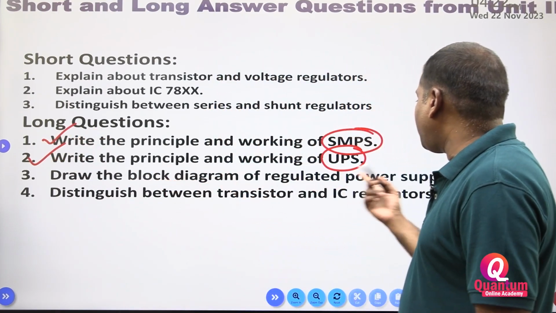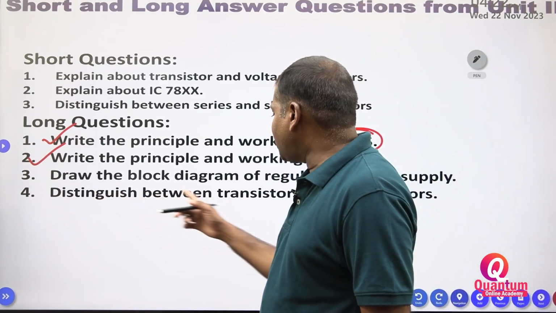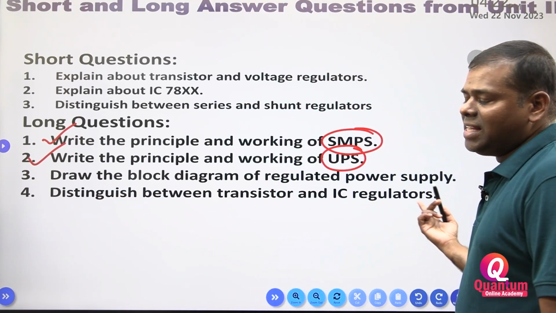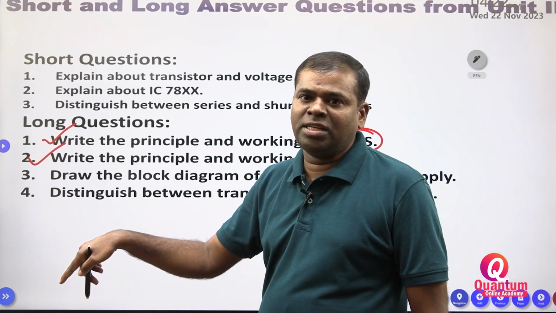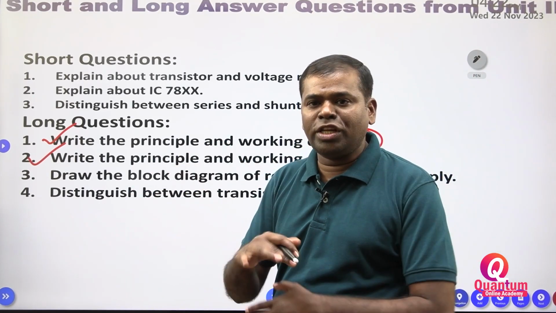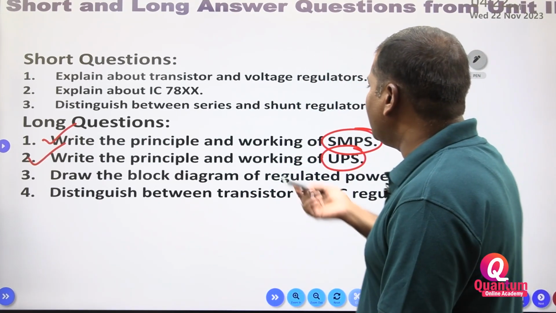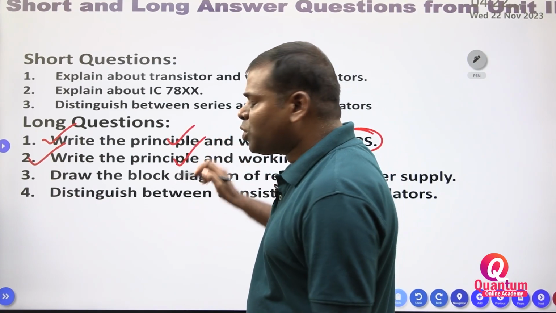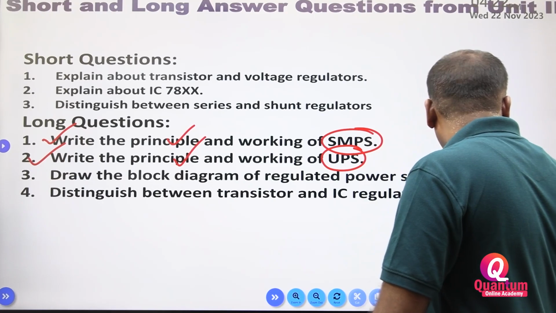Draw the block diagram of a regulated power supply and explain it. Distinguish between transistor and IC regulators. Regulation also happens through a transistor, and those things you have to distinguish. Questions like that may also be asked. So you have to read at least these two long questions, and you will get one long question in your examination.